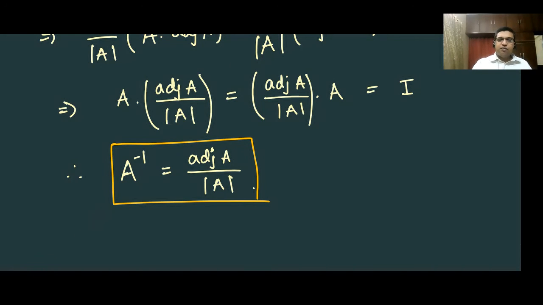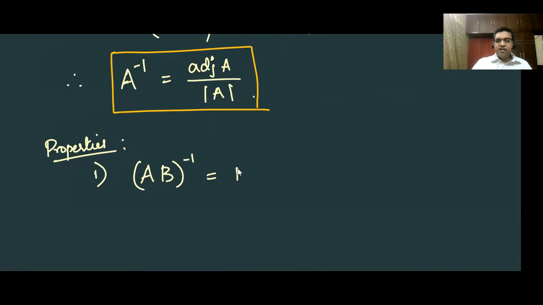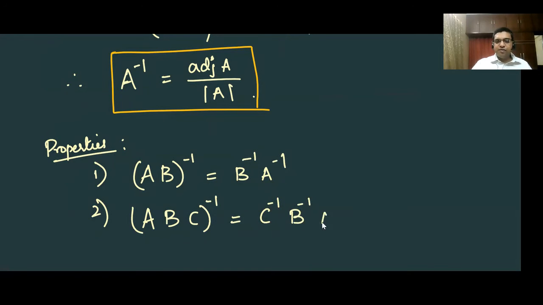Of course, some basic properties. I'll not enlist all, you can review this. If A and B are two matrices, then AB whole inverse is B inverse A inverse. If there are three matrices, then you have C inverse, B inverse, A inverse. Okay, and so on.